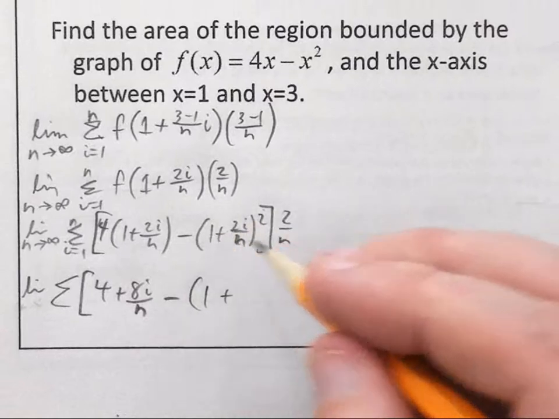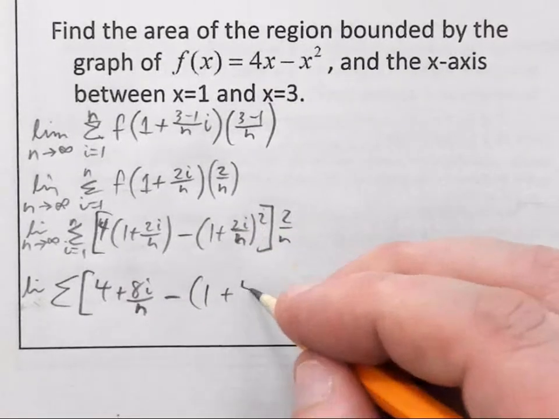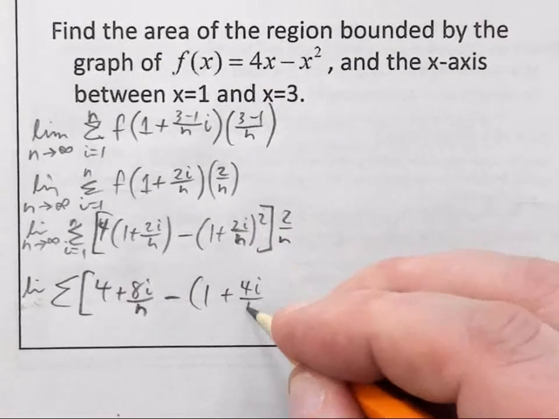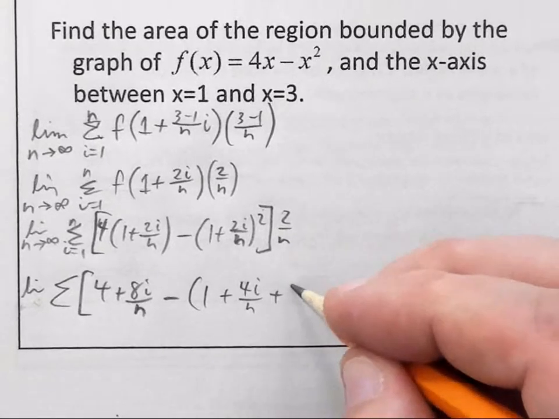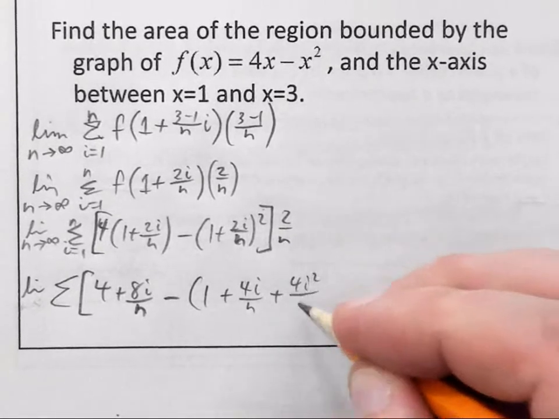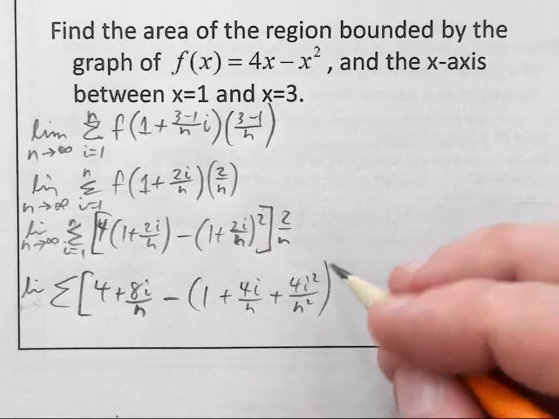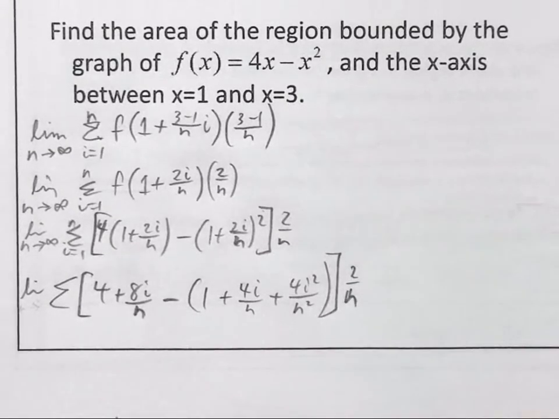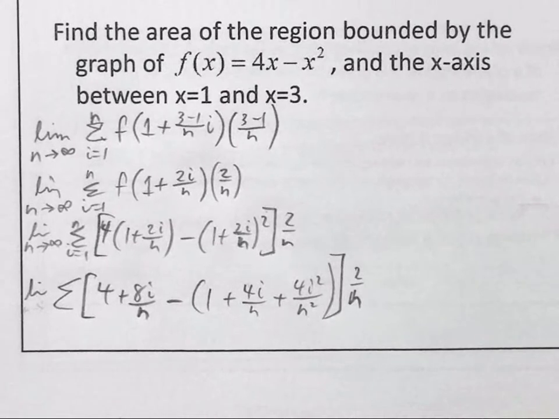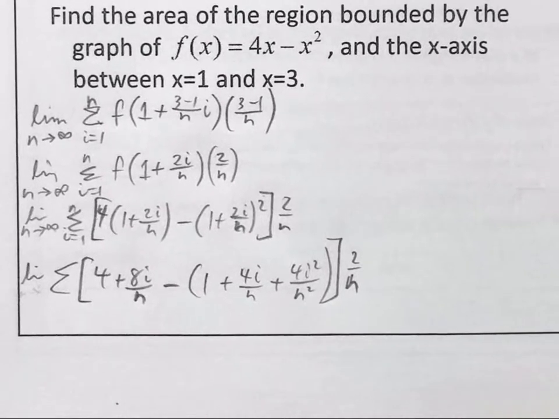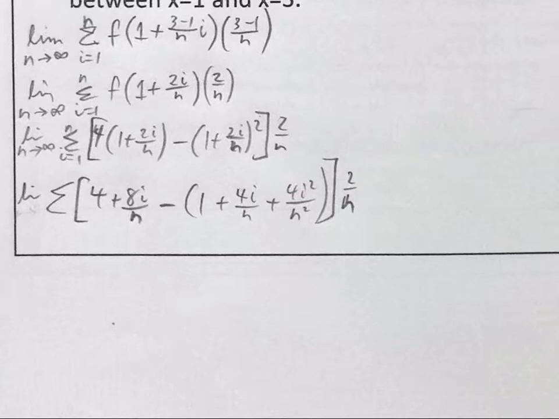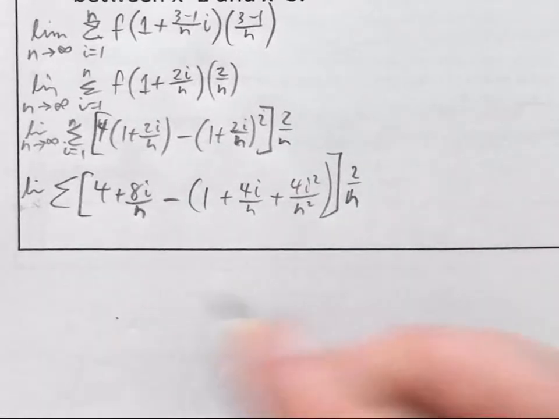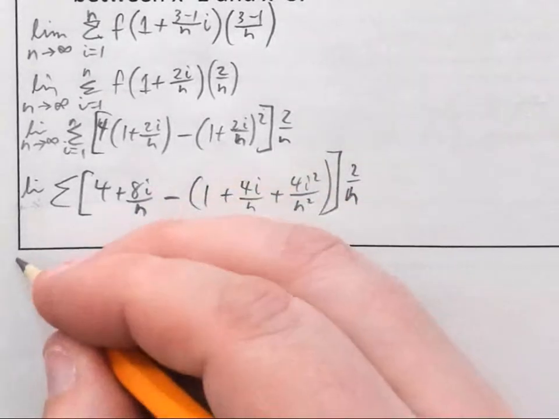2i over n plus another 2i over n is going to give you 4i over n. 2i over n squared is going to be 4i squared over n squared times 2 over n. Anybody follow me to there? Okay. So, limit, sigma.